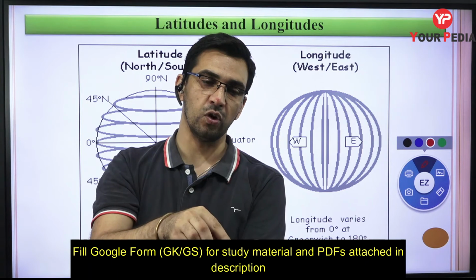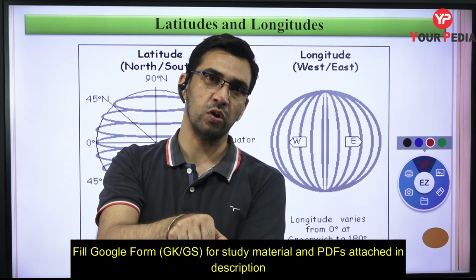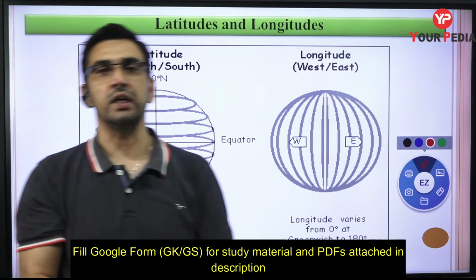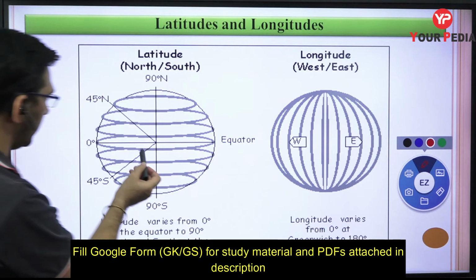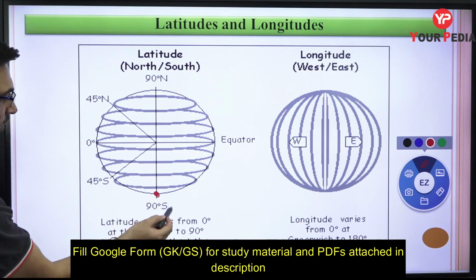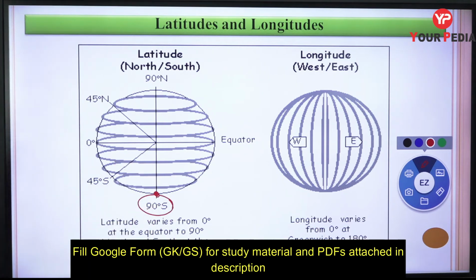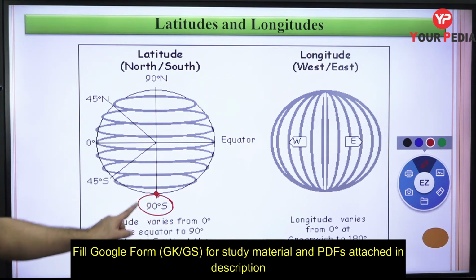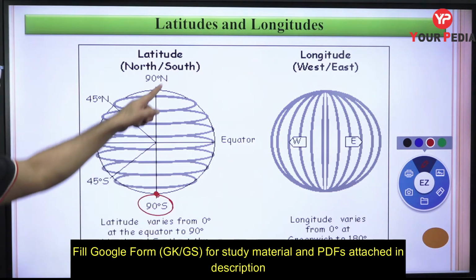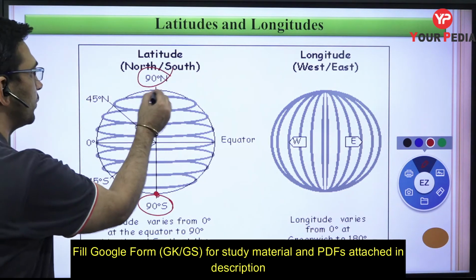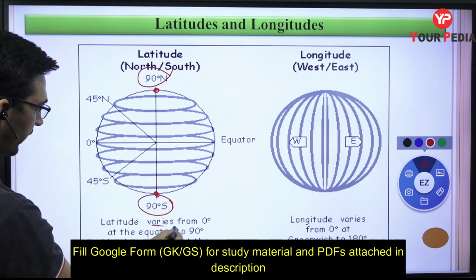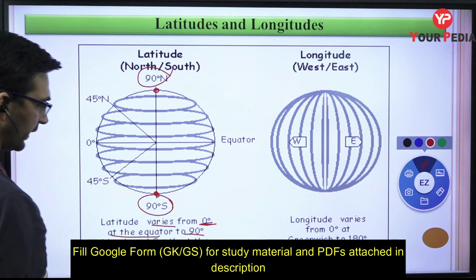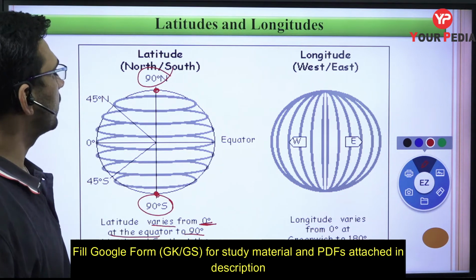Same way, if the equator is here and you go towards the south, then over here you are going to have 90. So if somebody asks you what is the location of the South Pole, you are going to say it is located at 90 degree south latitude. And the north pole is located at 90 degree north latitude. So we can say latitude varies from 0 degree at the equator to 90 degree north and south at the north and south poles.